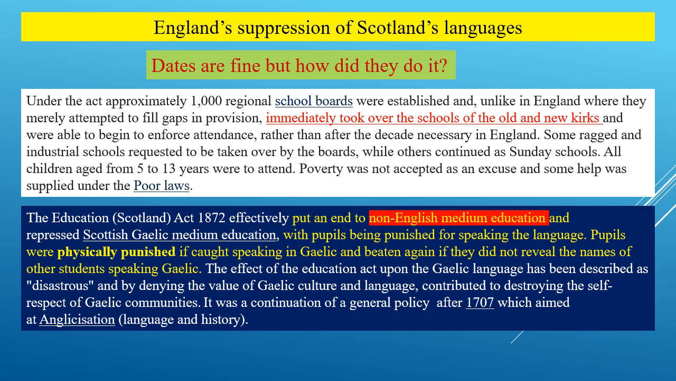The Education Scotland Act effectively put an end to non-English medium education and repressed Scottish Gaelic medium education, with pupils being punished for speaking the language. Pupils were physically punished if caught speaking in Gaelic and beaten again if they did not reveal the names of other students speaking Gaelic.